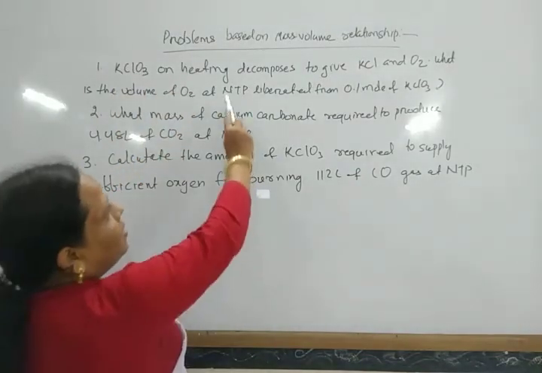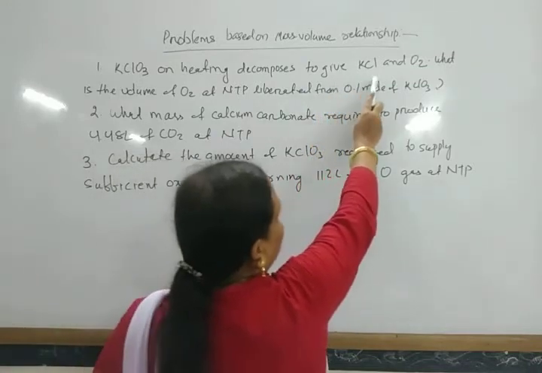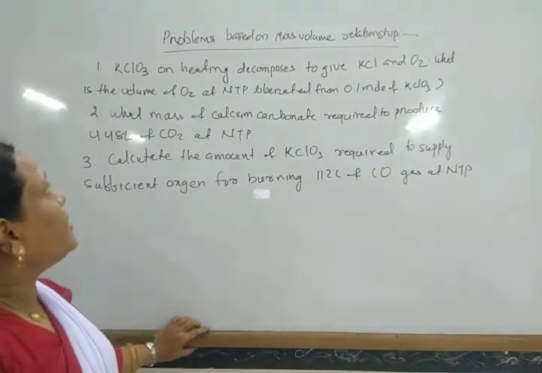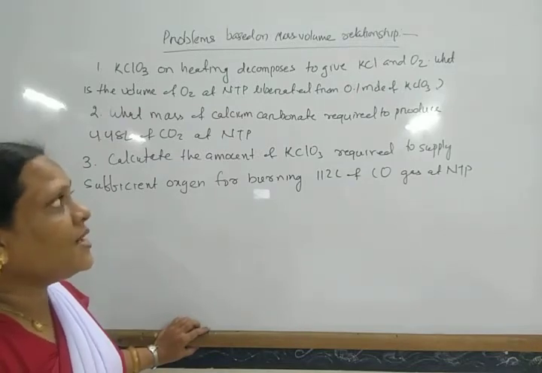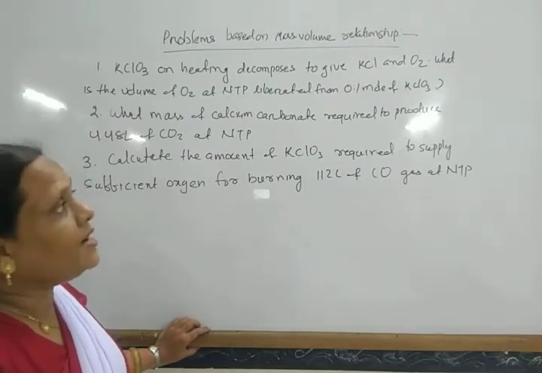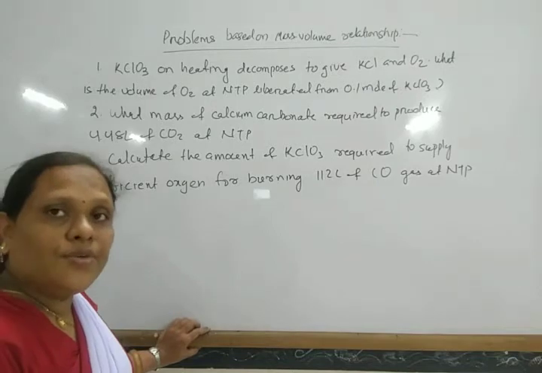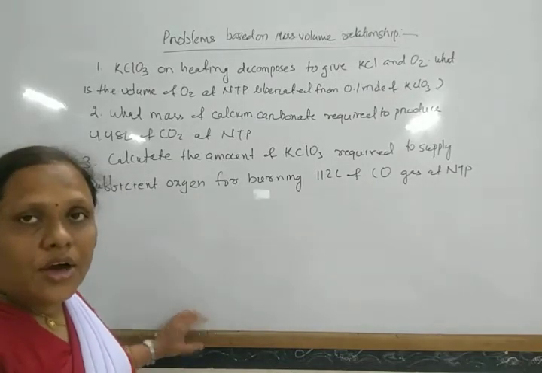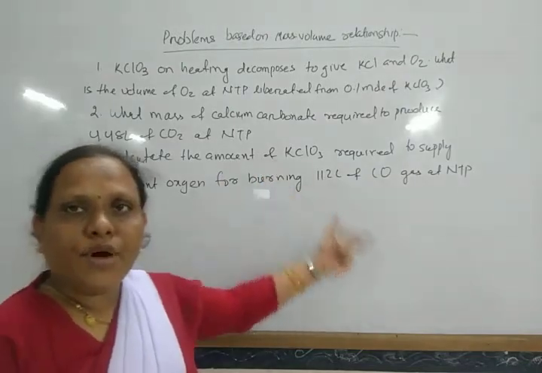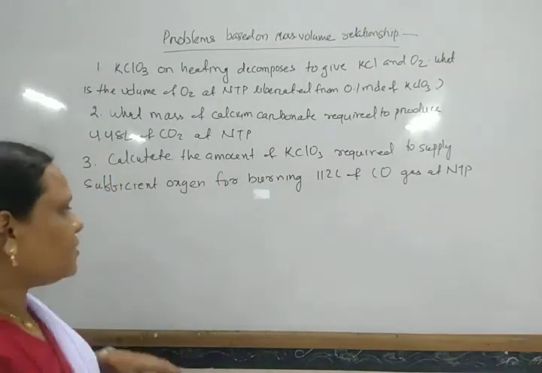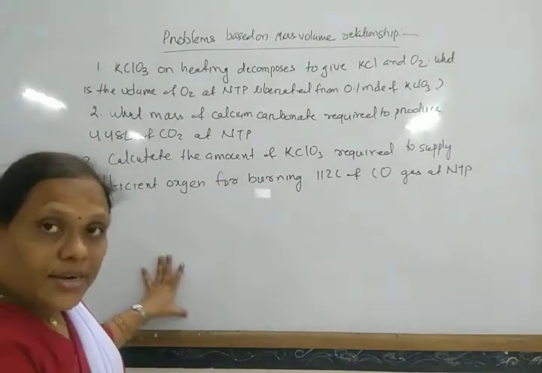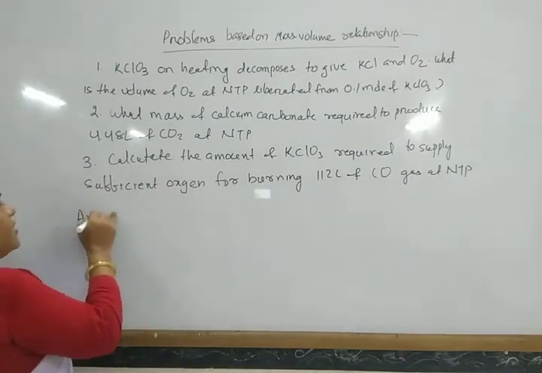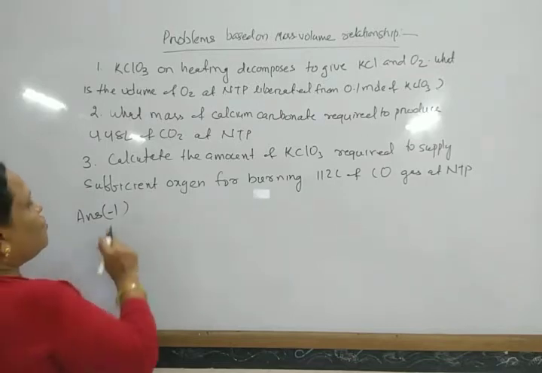Potassium chlorate on heating decomposes to give potassium chloride and oxygen. What is the volume of oxygen at NTP liberated from 0.1 mole of potassium chlorate? So here mole is given and volume is given, a mole volume relationship. So first write down the balanced equation for that. So, the answer for question number 1.